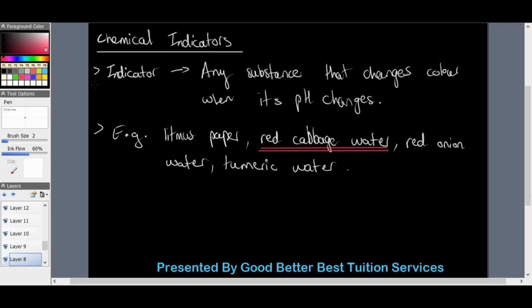Yes, because that is actually a practical, and like I said, most textbooks and most teachers use the red cabbage water as an example. Don't take normal cabbage, because it's not going to give you the same effect. So make sure it's red cabbage.